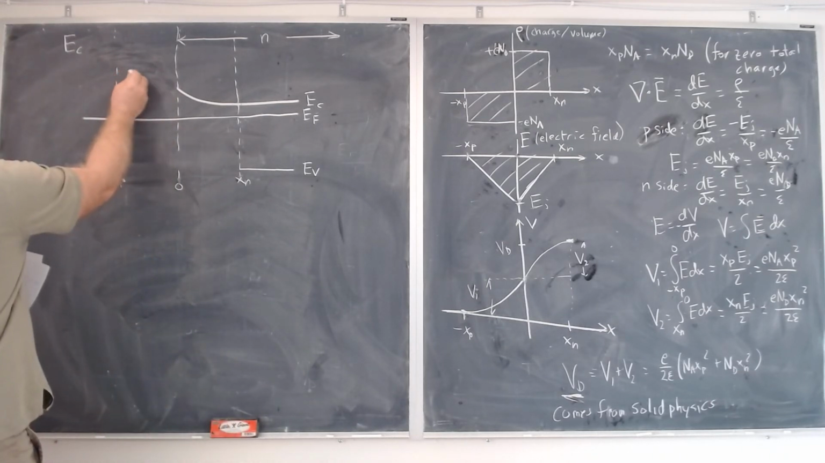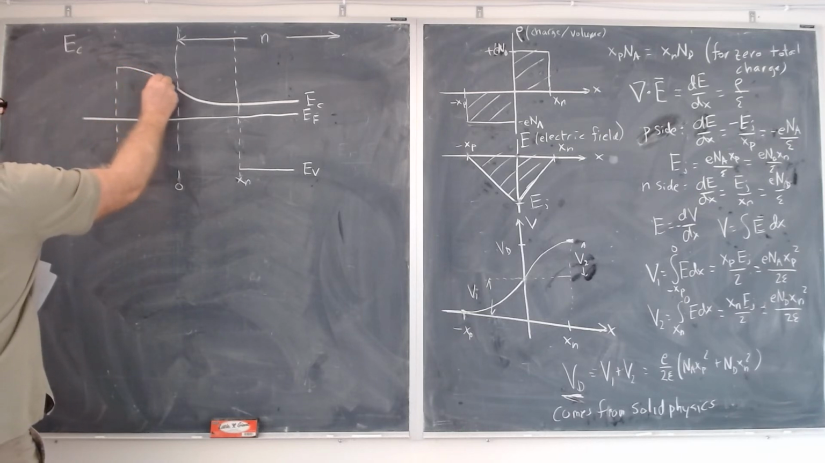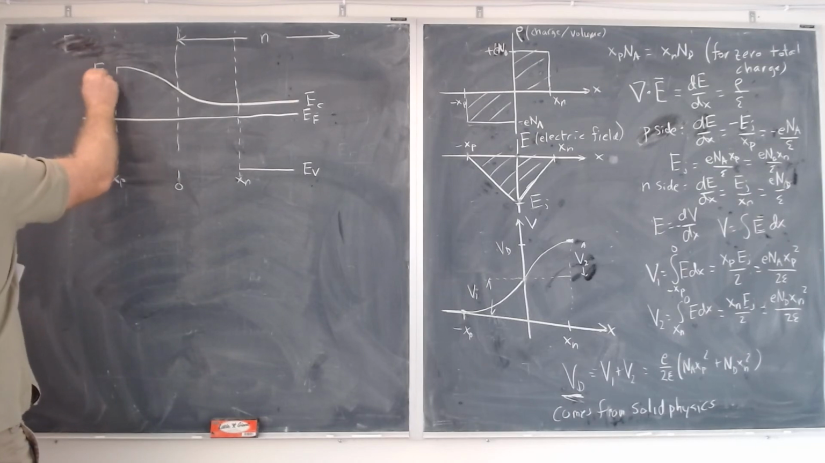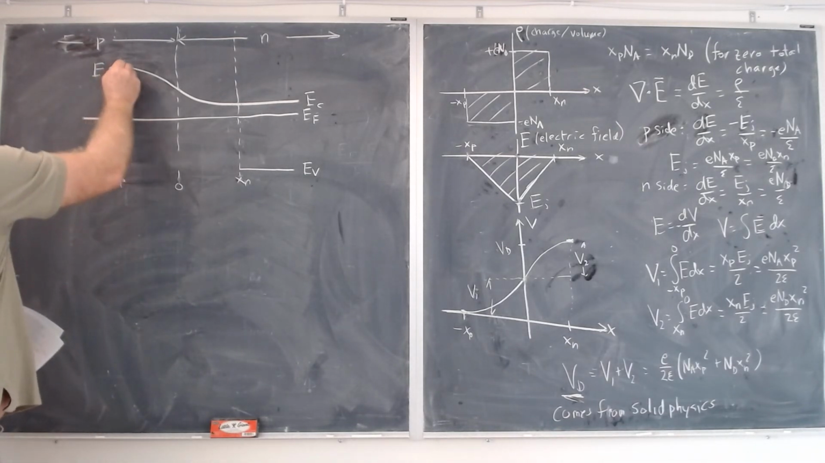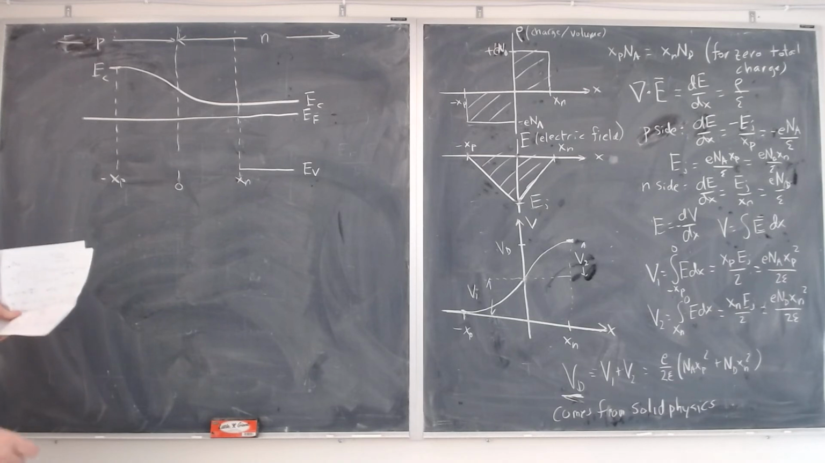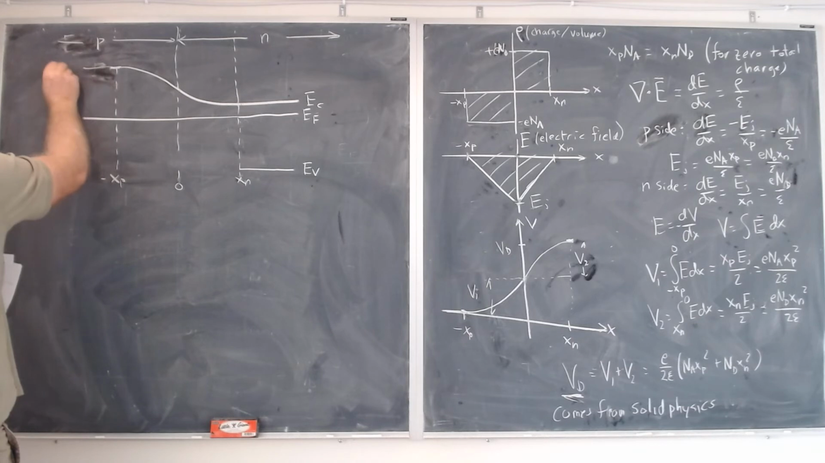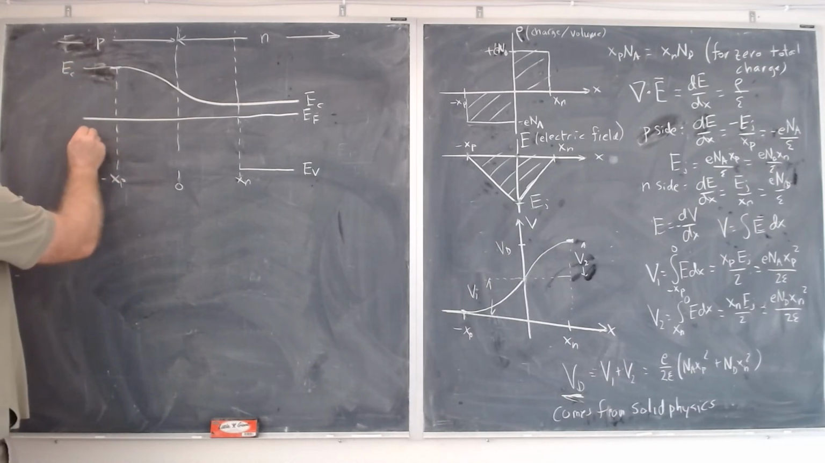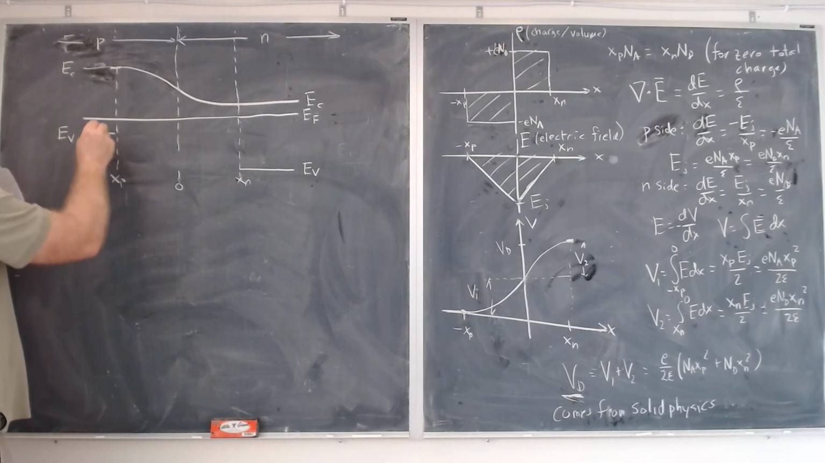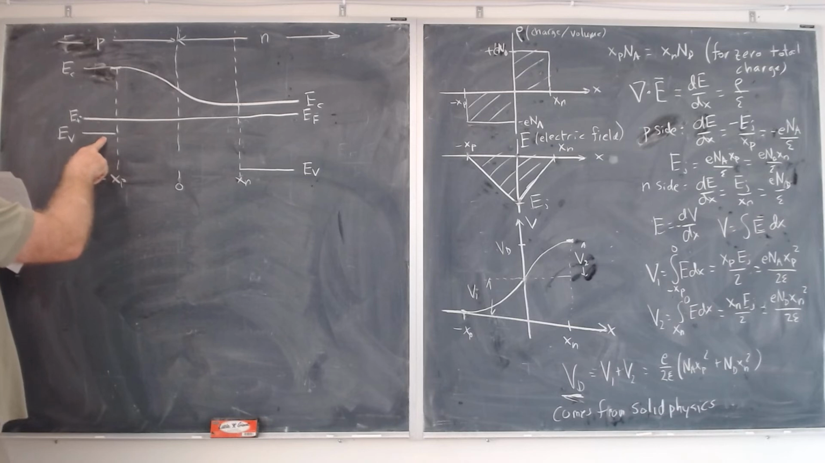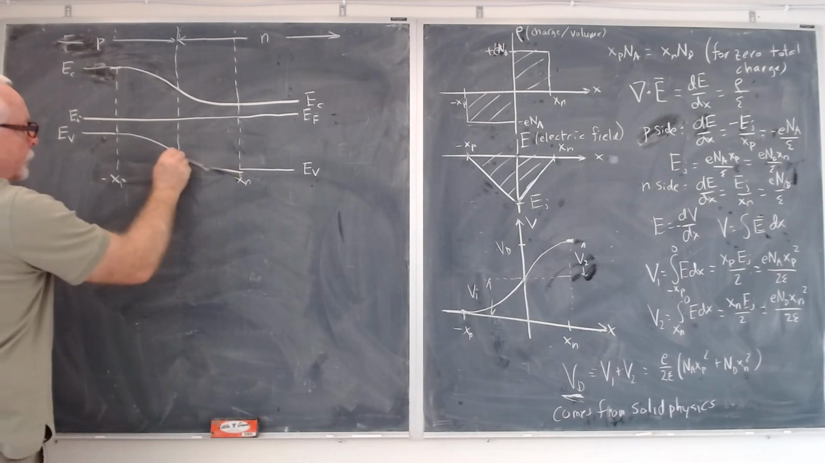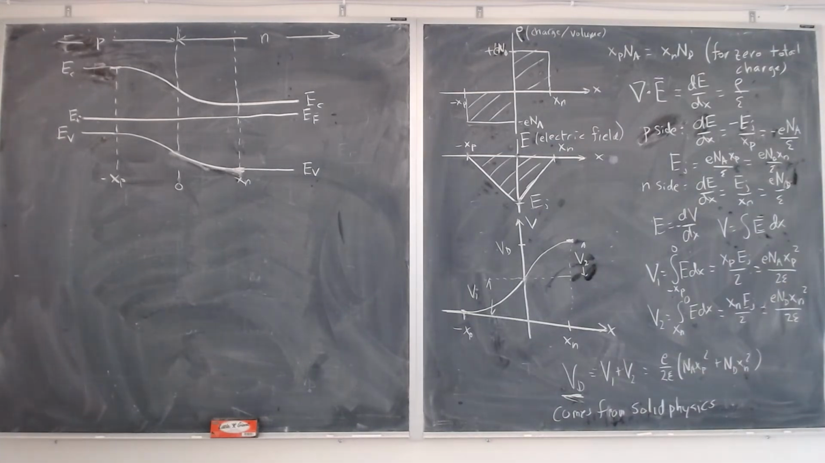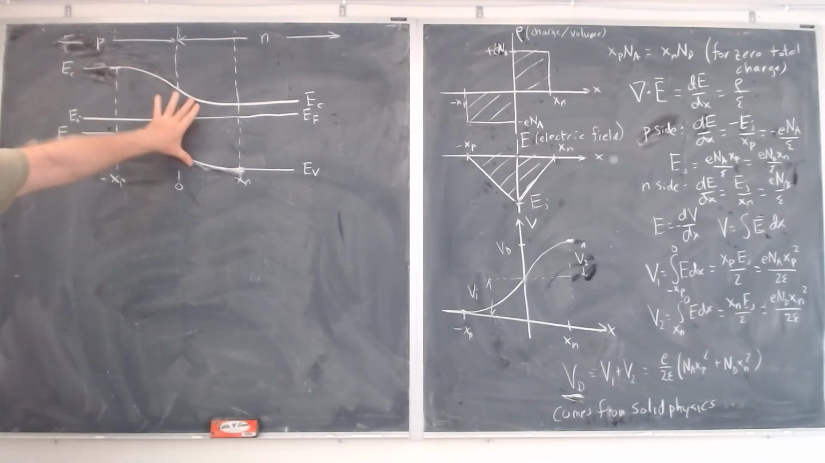So you kind of have to remember what you're doing. All right, and now what I'm going to draw is the P side. Now on the P side, this is E sub V, and the Fermi level, EF, is closer to the valence band. And then you basically just connect everything, trying to draw it well. And realize that the band gap has to be the same all the way across there.